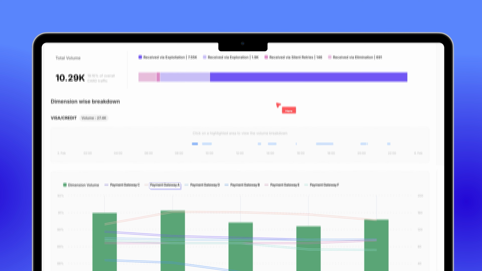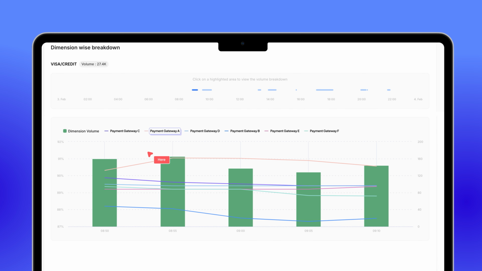If we want to look at the gateway performance at specific granularities, say for example we take the case of credit card for Visa, we can see that for this particular dimension, there are specific time periods in which gateway A was performing better, due to which volumes were routed in favor of that gateway.